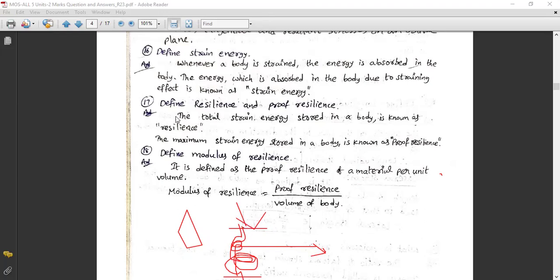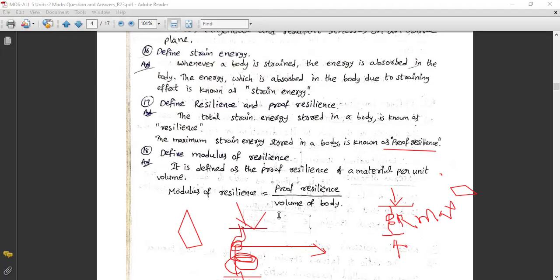So what is the 17th question? Resilience means the total strain energy stored in a body. If you are putting a spring, you are compressing this spring from both sides. You are compressing from this side and also from the upper side and lower side. So here resilience will be developed. It is stored in the body only. The maximum strain energy stored in the body is known as proof resilience. So proof resilience means maximum resilience stored in the body. Maximum resilience is called proof resilience.